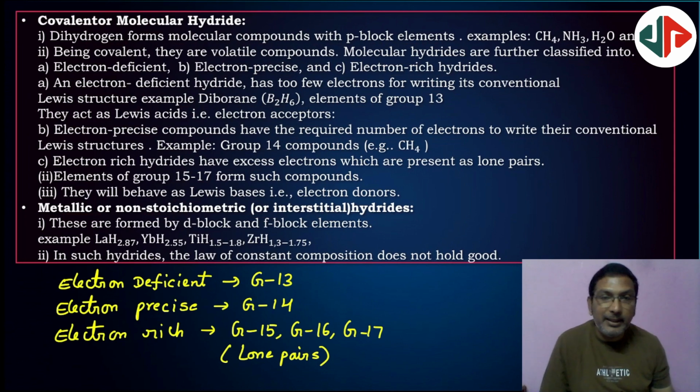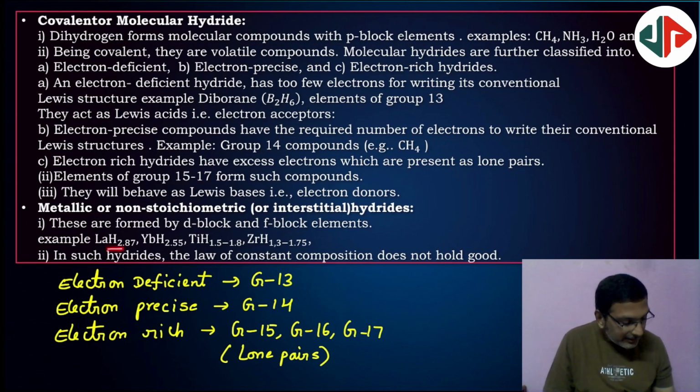Next, metallic or non-stoichiometric or interstitial hydrides. These are formed by d and f blocks. Interstitial means gaps between metal atoms in a metallic crystal. Hydrogen occupies the gaps between metal atoms in the crystal. Those compounds are known as interstitial compounds.